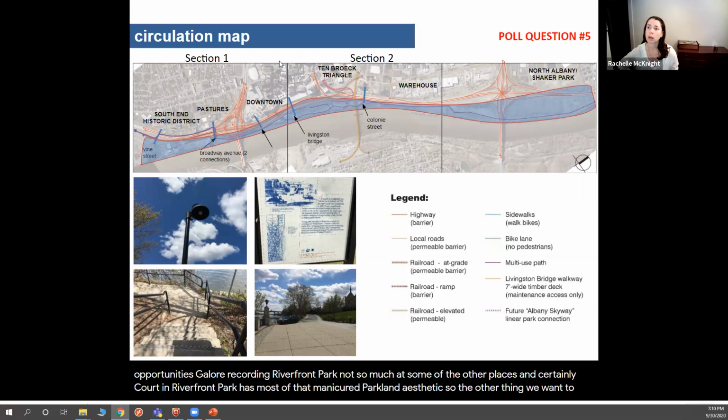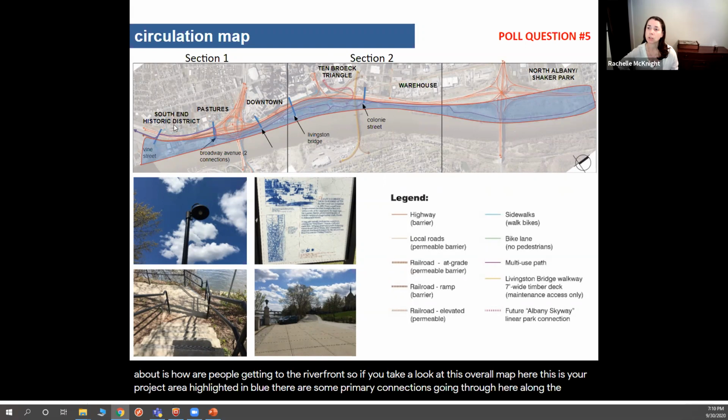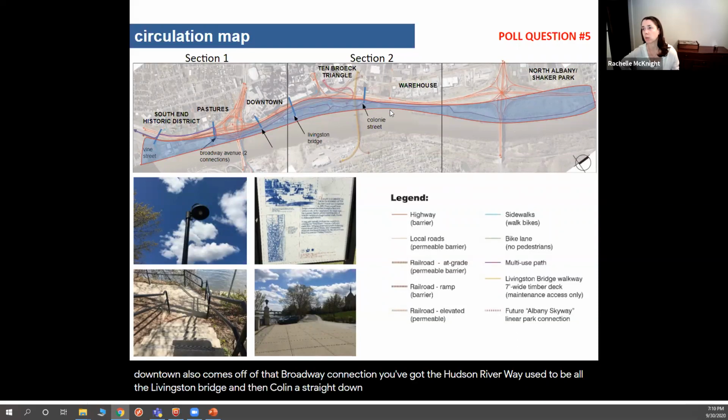So the other thing we want to talk about is how are people getting to the riverfront? If you take a look at this overall map here, this is your project area highlighted in blue. There are some primary connections going through here along Vine Street from the South End Historic District and the Pastures District. There's the Broadway connection. Downtown also comes off of that Broadway connection. You've got the Hudson Riverway, it used to be called the Livingston Bridge, and then Colony Street down here in the Warehouse District. So the question is, how do you get to the riverfront?